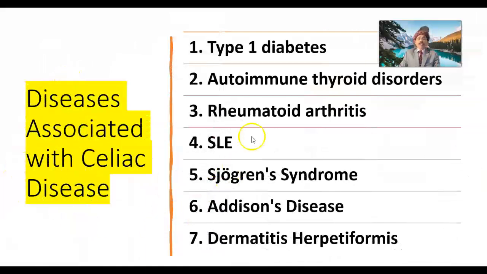Diseases associated with celiac disease include type 1 diabetes, autoimmune thyroid disorder, and rheumatoid arthritis. Autoimmune thyroid disorder may be hypothyroidism or hyperthyroidism. It may be Graves' disease or Hashimoto's thyroiditis. Also systemic lupus erythematosus and Sjogren's syndrome, where there is drying of the parotid gland and the lacrimal gland. Addison's disease, due to damage to the adrenal cortex. Dermatitis herpetiformis, an itchy condition with blisters on the skin, is associated with celiac disease.